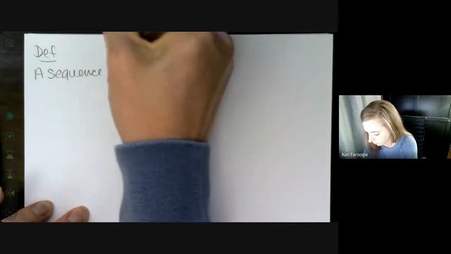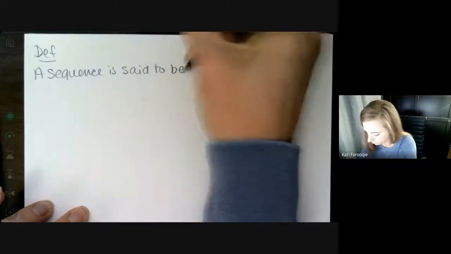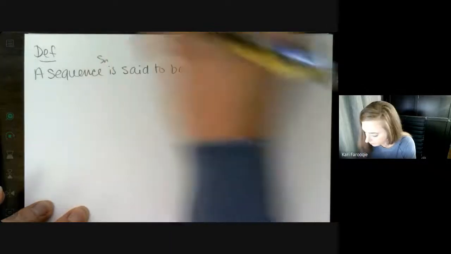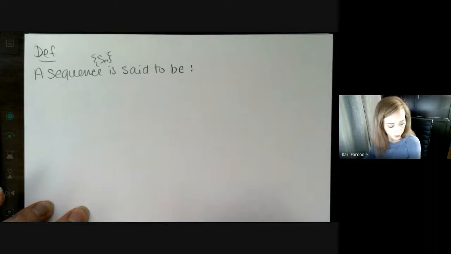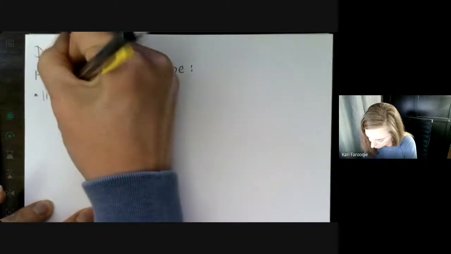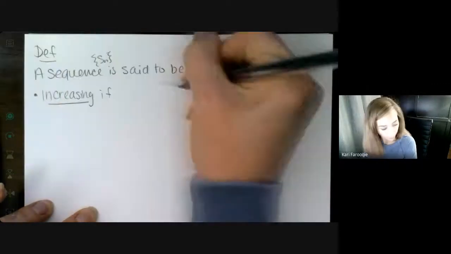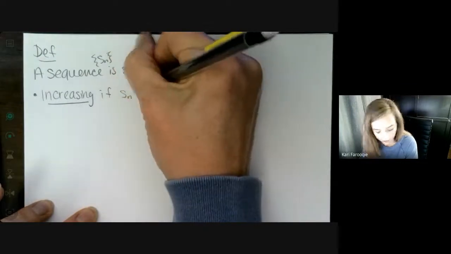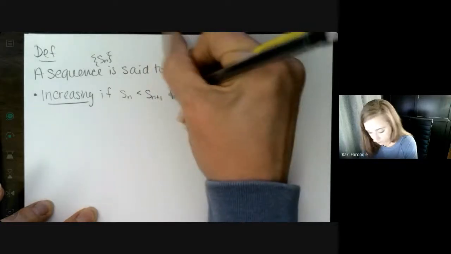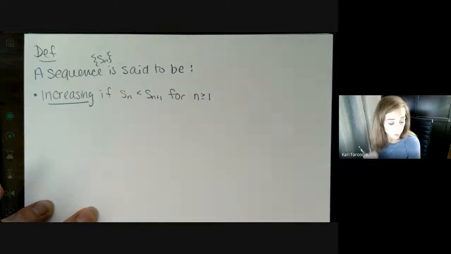All right, so the definition, and in your book, it's on page 584. Actually, I think this is a pretty good definition. A sequence is said to be, the sequence is, of course, S sub n, increasing. There are a bunch of different definitions here. And by the way, don't be like, okay, increasing, got it. I'm going to tell you what the difference is between increasing and non-decreasing. They're not the same. So this is increasing if S sub n is less than S sub n plus 1 for n greater than or equal to 1.